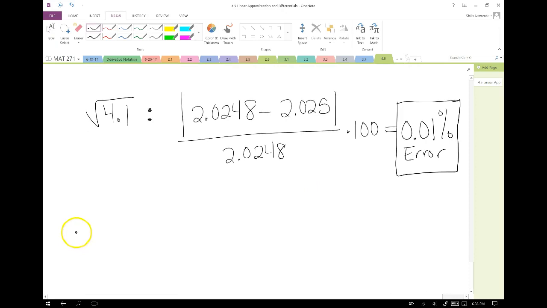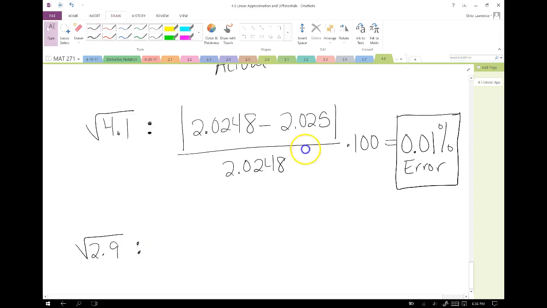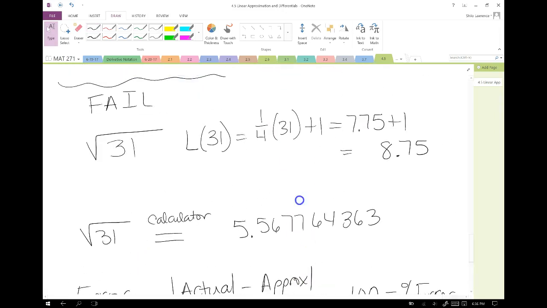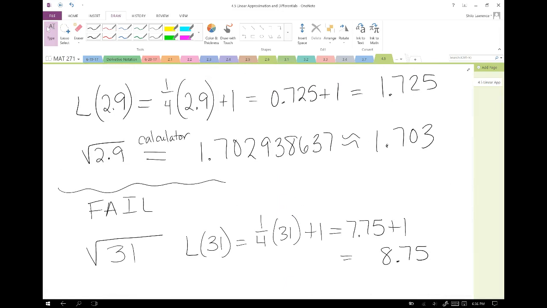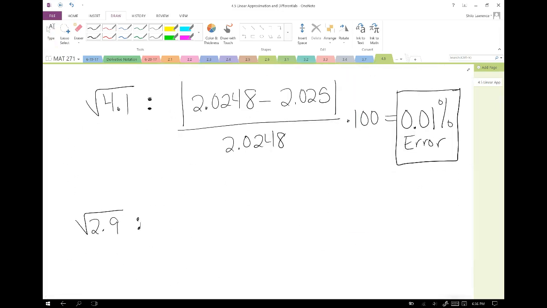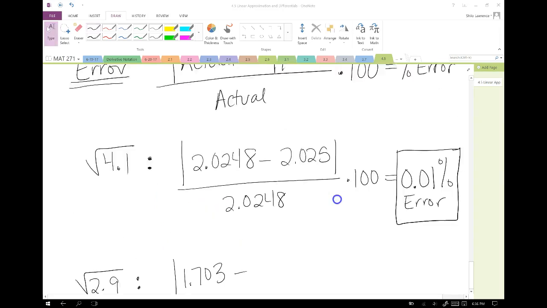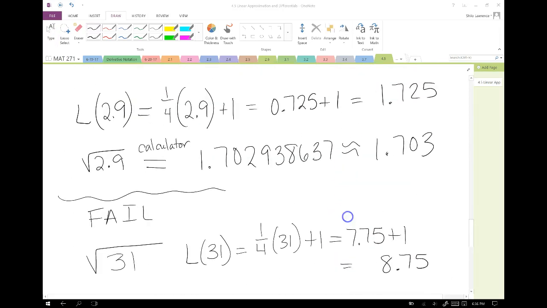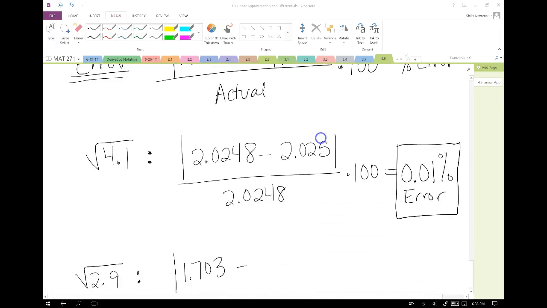And let's check the error on our 2.9. Now this one was a little bit bigger. This one was off a little bit more, so let's remind ourselves of those values. So our actual, and we'll just use 3 decimals here, the actual value for square root 2.9 is 1.703. But our linear approximation came out 1.725.